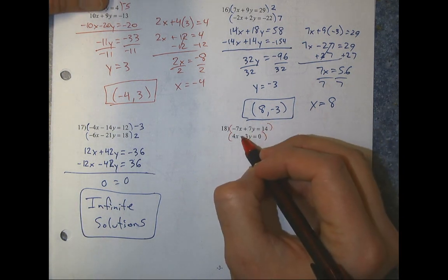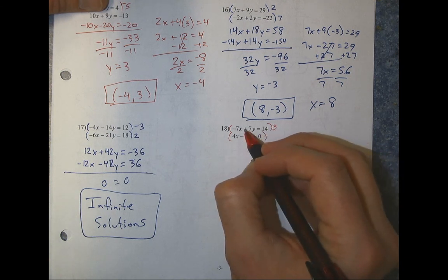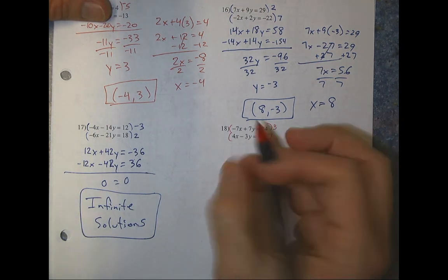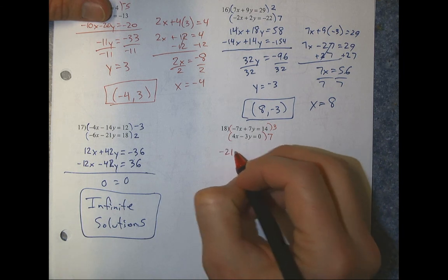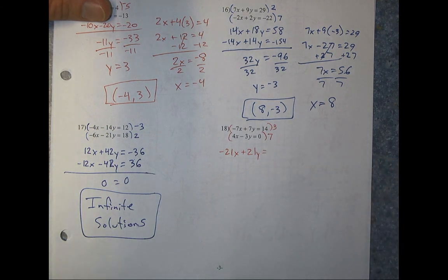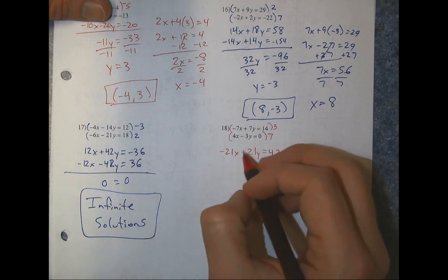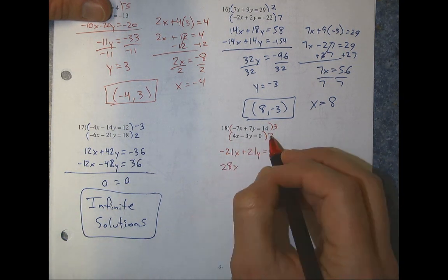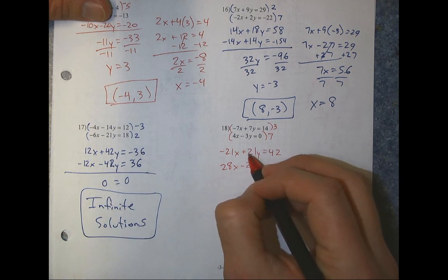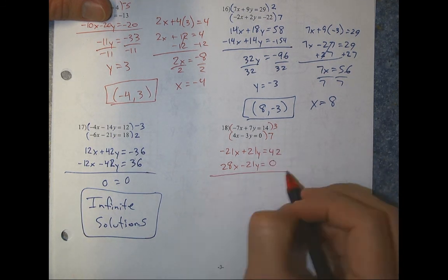Now, if you notice, these are already positive and negative, so I don't need to do any changes there. So I'm going to multiply this one by 3, which will create a positive 21. This by 7, which creates a negative 21. So I've got 3 times negative 7's negative 21x. 3 times positive 7's positive 21y. 3 times 14, 42. Down at the bottom, 7 times 4, positive 28x. Times the negative 3 is negative 21y, and this was what I was going for. Positive 21 will cancel negative 21. That's why these numbers were chosen. And then, of course, 0.